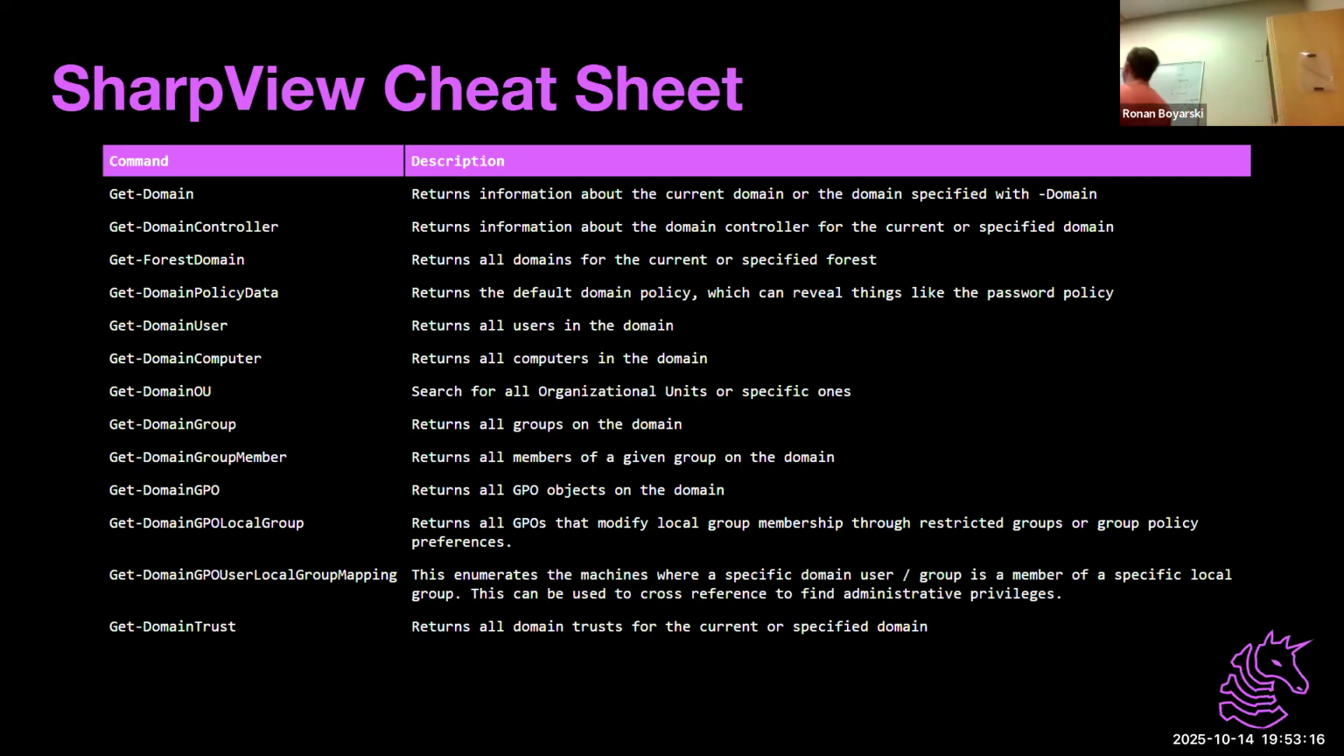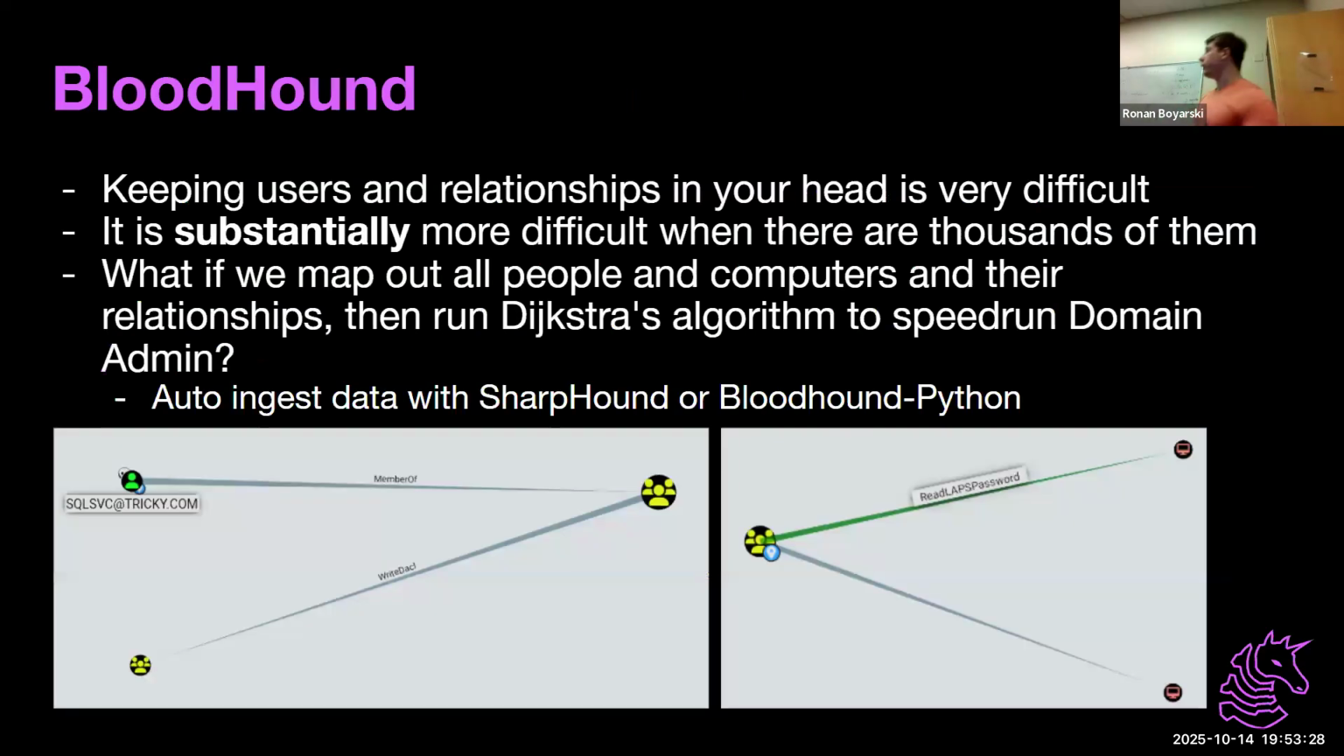The issue is, at least in my opinion, and I think a lot of people's opinion, having all this information in a table view is really hard, right? And picturing relationships in a table is difficult. So there's this really cool tool called BloodHound. BloodHound is not stealthy, because it will query everything to build this, but the premise is amazing.